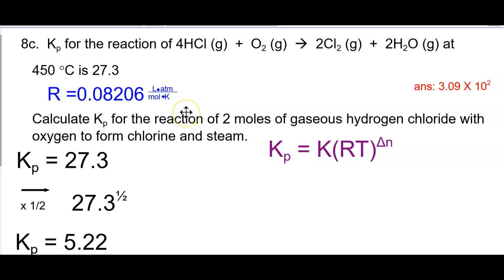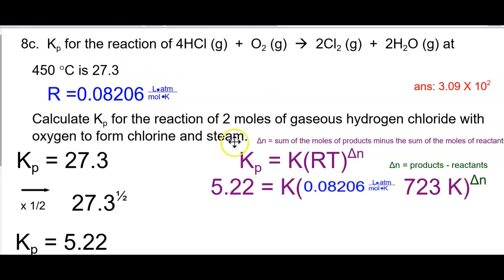Now, the beginning of this problem asks for K and Kp. So I'm going to also show you how to get from Kp, which we have, to K. We have Kp, we want to get to K. We're going to use this relationship that we talked about here to do that.